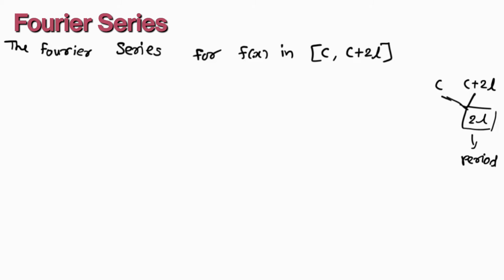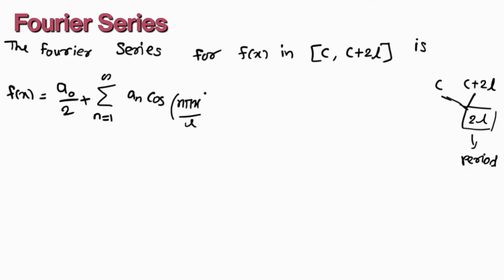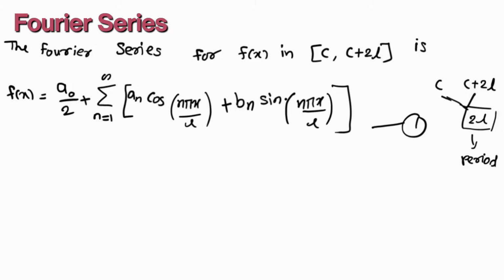So the Fourier series for the function f of x in the interval c to c plus 2l is f of x equals a0 by 2 plus summation n varies from 1 to infinity of a n cos n pi x by l plus b n sin n pi x by l. And here c is a constant. You can take c as 0, l as 1, so you will get the interval 0 to 2. If we take c as minus pi, l as pi, you will get the interval minus pi to pi.